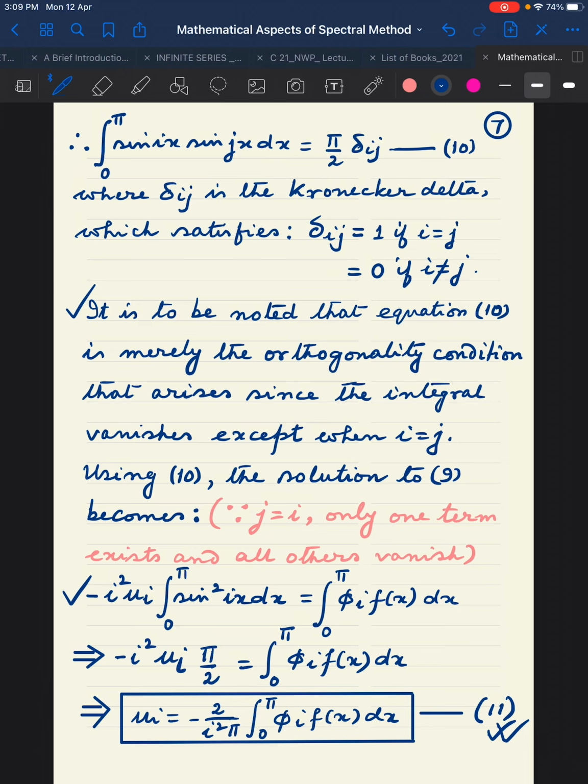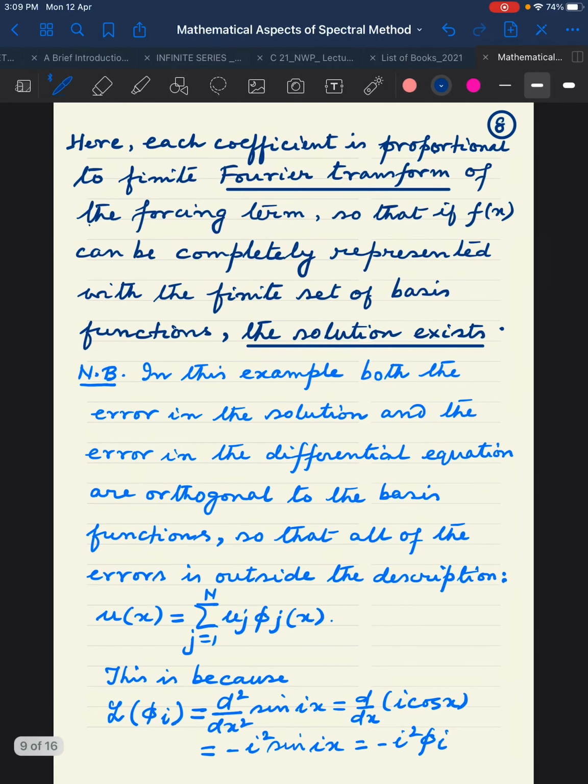So we have found out u_i, so we can say that the problem is solved since f(x) is not specifically given. It will depend upon the problem and it will vary from problem to problem.